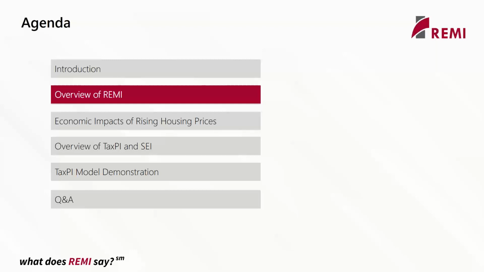Then the next thing we're going to transition to is an overview of our TaxPI model as well as our SCI module, as we will be going over some of the impacts that rising housing prices have on Oregon fiscally, as well as on its socioeconomic side. And then we'll go into our TaxPI model demonstration, which will also feature an Excel spreadsheet where I'll give you a thorough breakdown of the assumptions I'm making for today's demo. And lastly, we will hop right into our question and answer session.